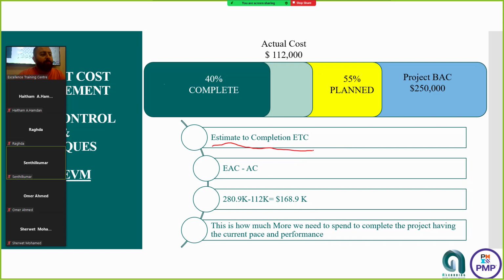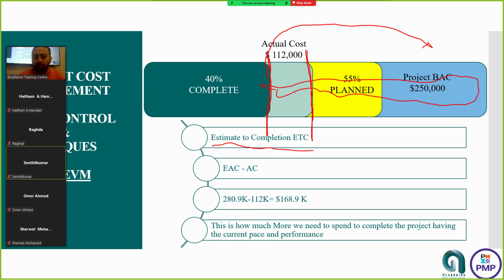Then estimate to completion is what? From where I am standing today, from what I have completed today to the end, how much will this be costing me, correct? This is the estimate to completion, from now to the end. EAC, estimate at completion, minus the actual cost, which is 168, right? This is how much more we need to spend on the project, and your company needs to consider.